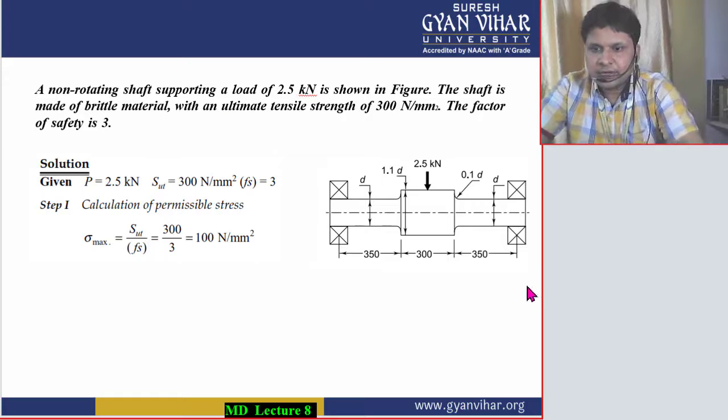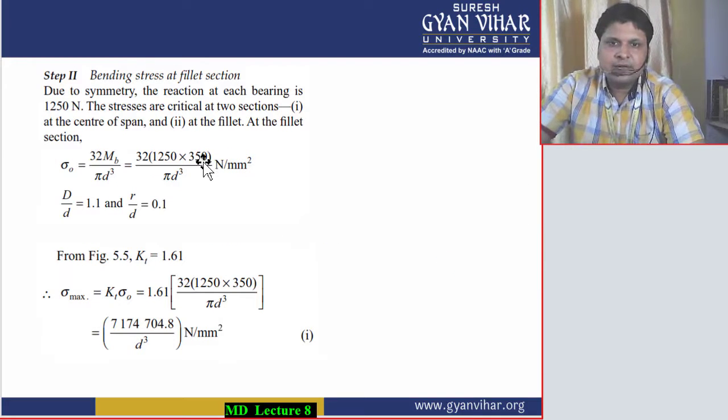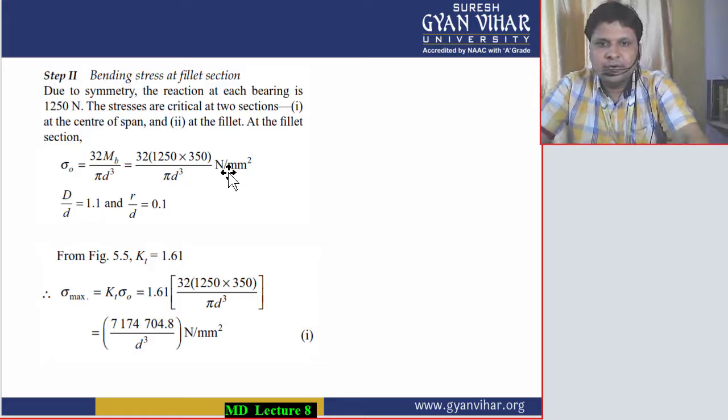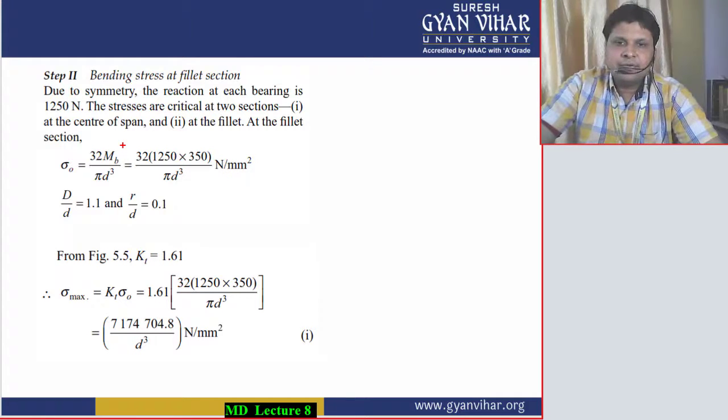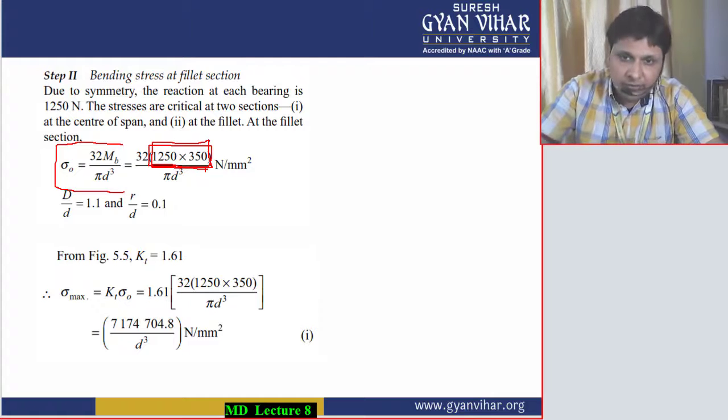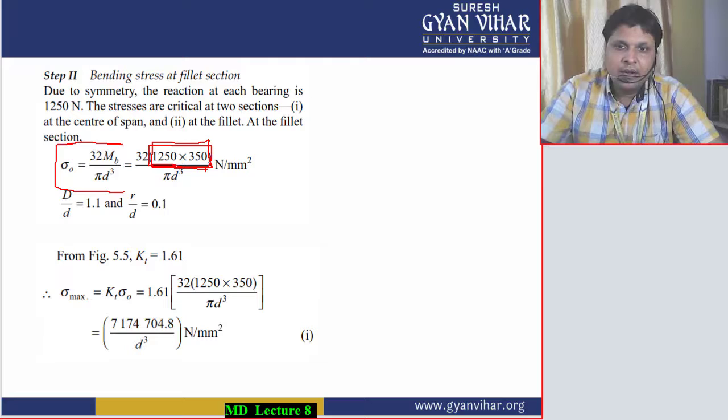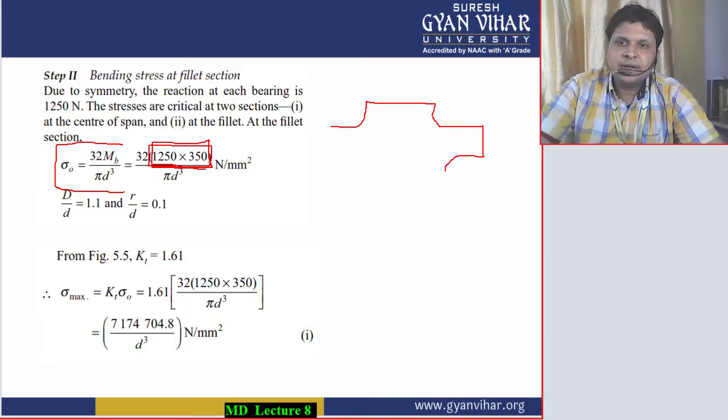Moving to the step which I was discussing with you, at the fillet section. I have already told you that the bending equation gives this formula: normal stress sigma naught is equal to 32 M by pi d cube. This bending moment we have already calculated. 1250 is the same thing which we have done, 1250 into 350. Why 350? Because the fillet section is at a distance of 350 from one side.